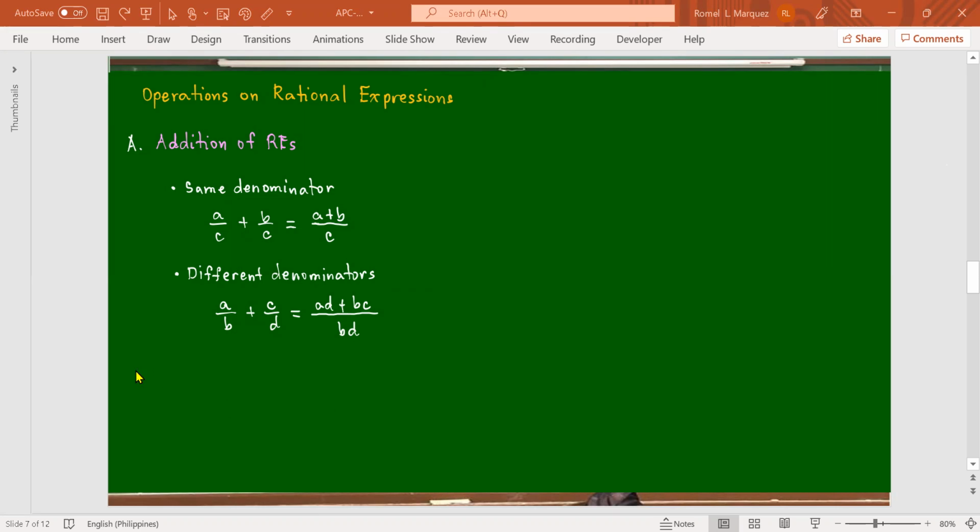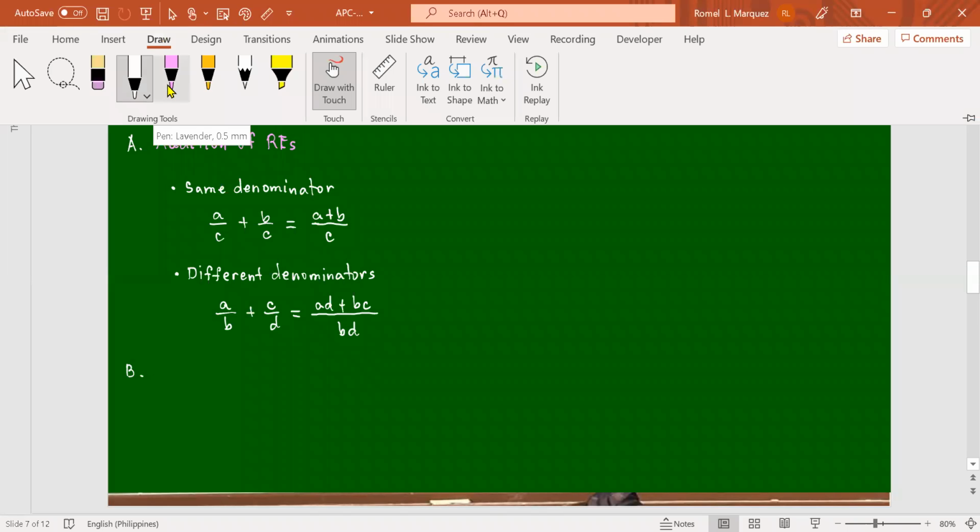Okay now? So what about if you have subtraction? Actually similar, no? All you have to do is to make this a difference, no? So we have subtraction of rational expressions.